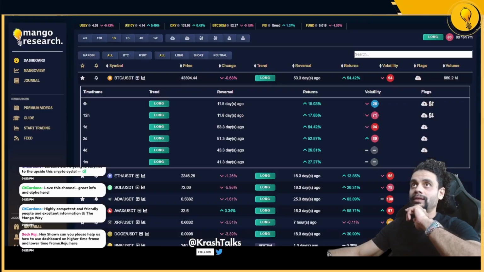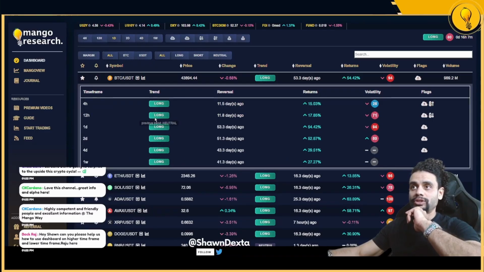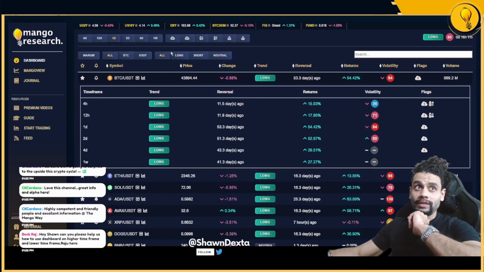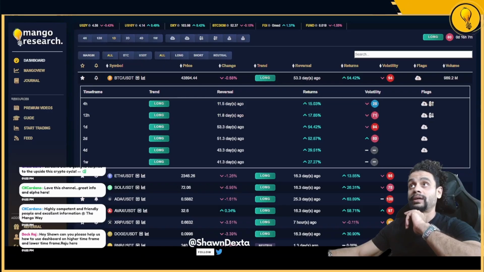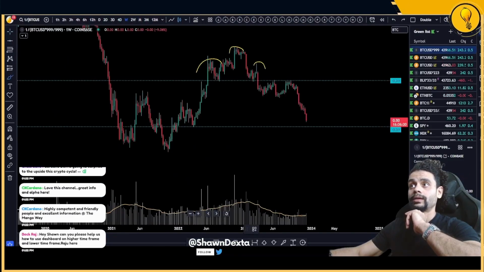So let's say, for example, Bitcoin flips long on the weekly time frame. If you see a structure like this, it's long across all time frames, so it's very easy to assess. But let's pretend the 4-hour and the 12-hour are short, and you have the weekly, 4-day, and 2-day time frames long. You know that the higher time frames are in an impulsive move.